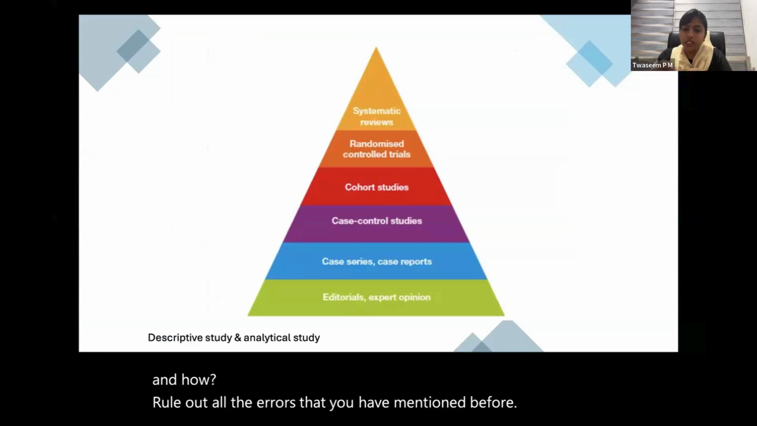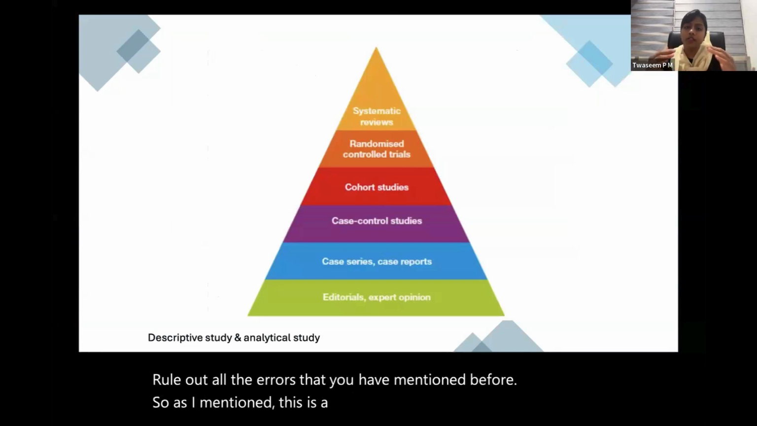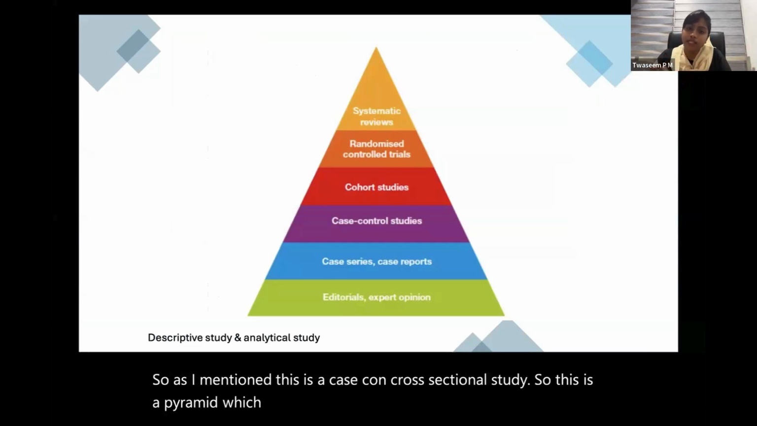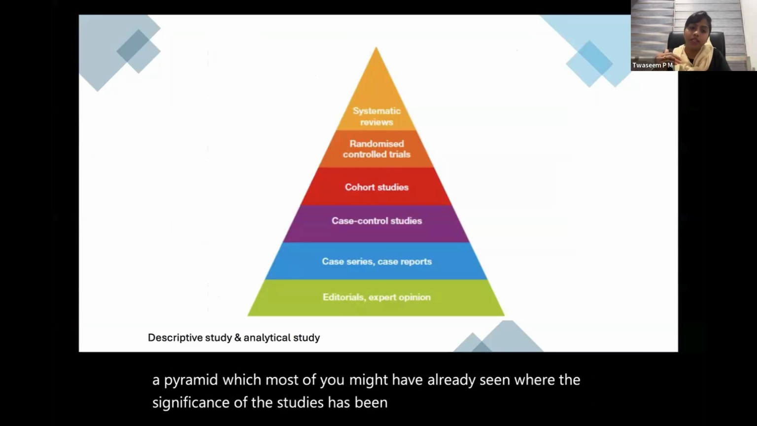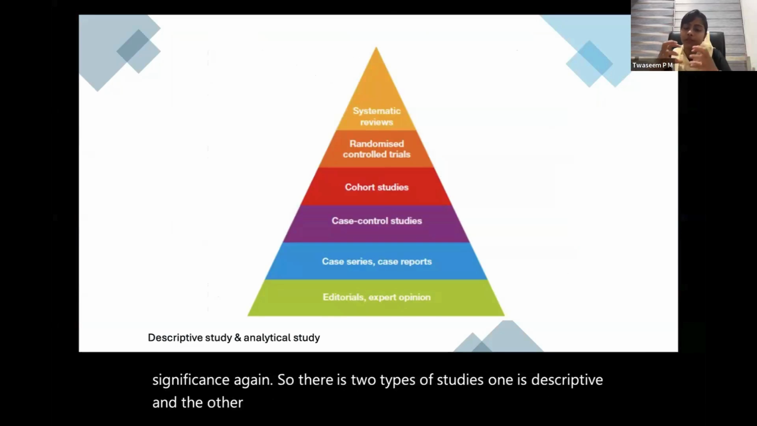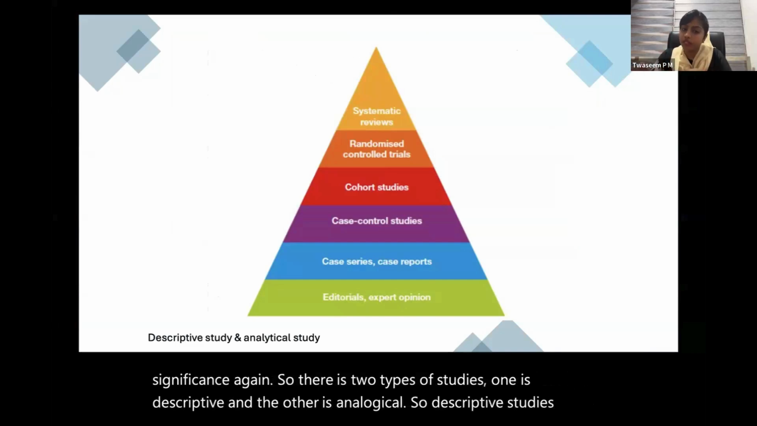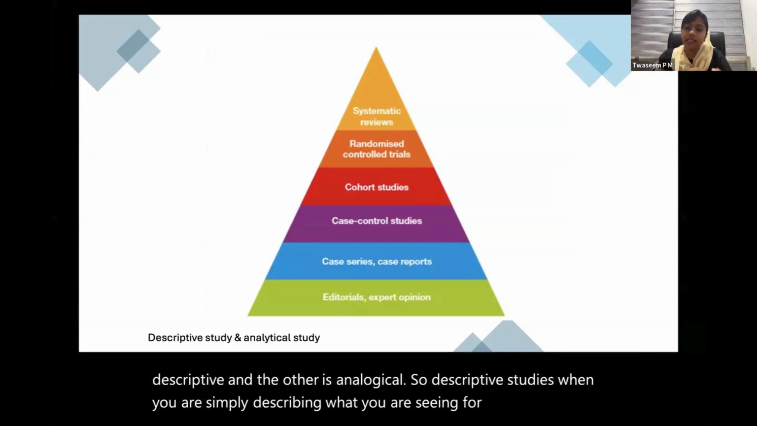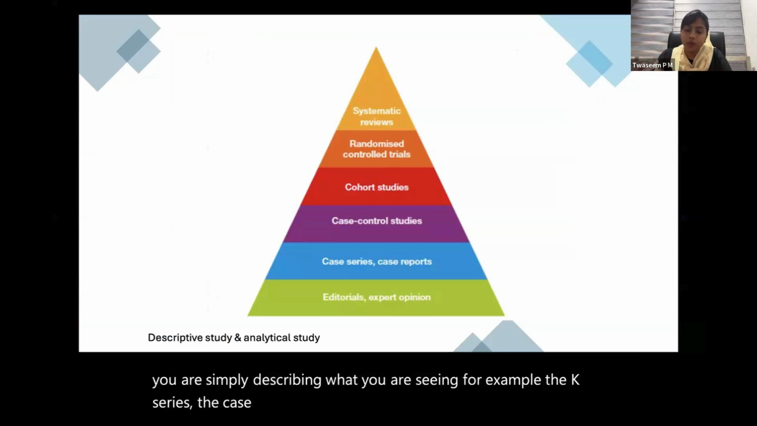So as I mentioned, this is a cross-sectional study. This is a pyramid which most of you might have already seen, where the studies are ranked according to their significance. There are two types of studies. One is descriptive and the other is analytical. A descriptive study is when you're simply describing what you're seeing. For example, the case series, the case reports, maybe some expert opinions. Even a cross-sectional study is mostly a descriptive study.